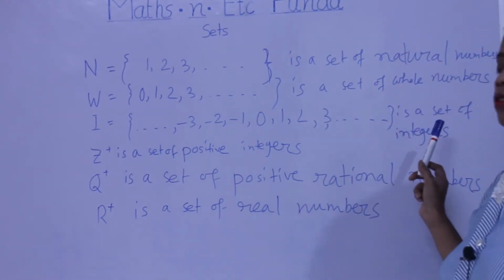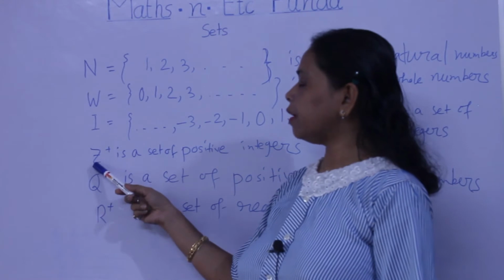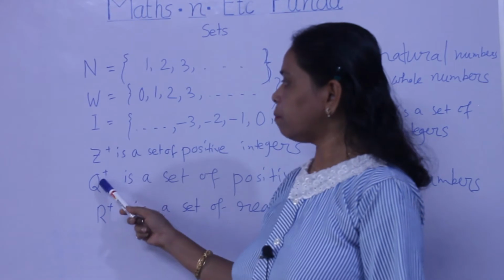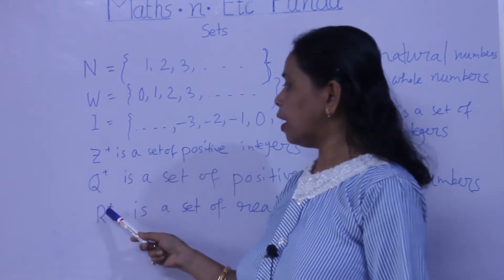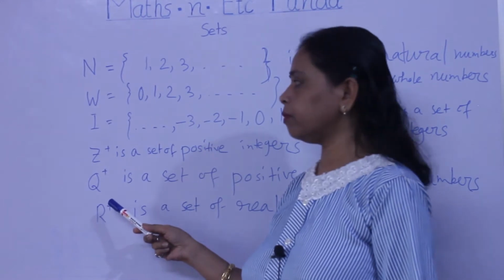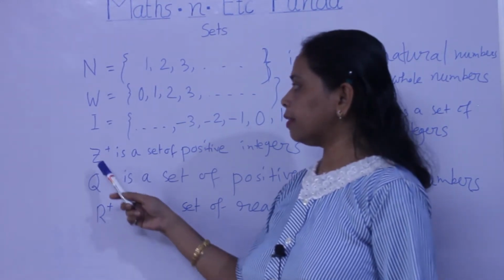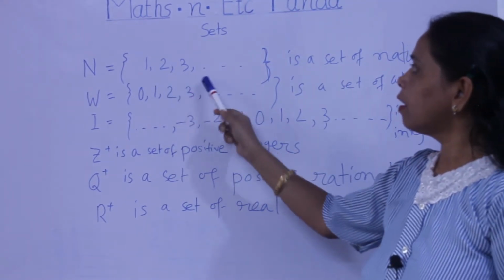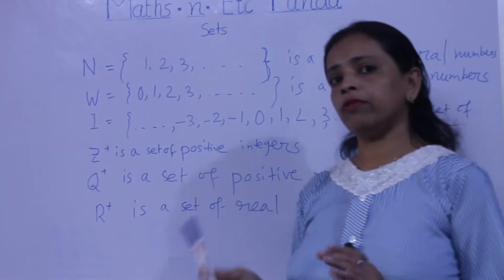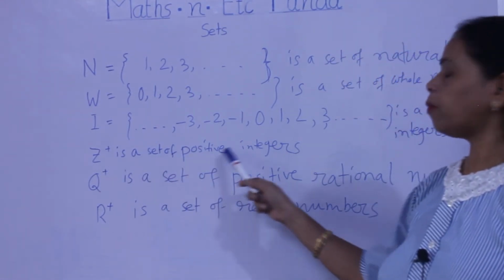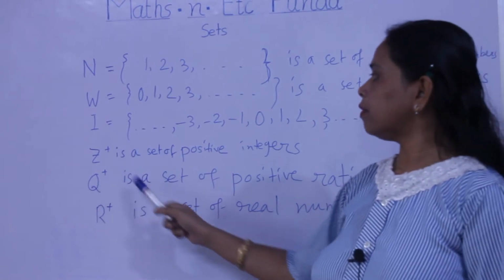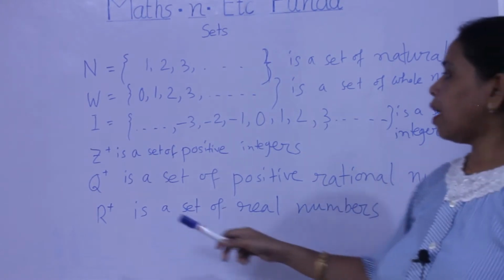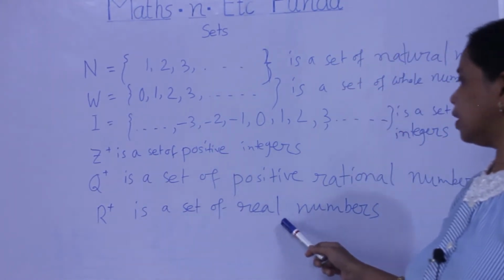And it is a set of integers. Here Z plus, here plus represents set of positive numbers. This plus also represents positive numbers and this R plus also represents positive numbers. So we also segregate like this. Z plus is a set of positive integers. We know integers may be positive or negative. So Z plus is a set of positive integers and Q plus is a set of positive rational numbers. Okay, and R plus represents set of positive real numbers.